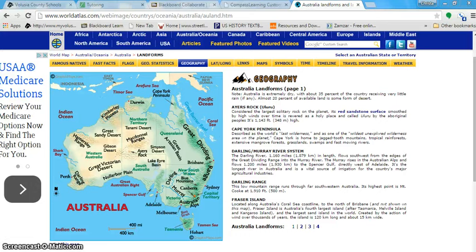You need to know that Australia consists of 6 states and 2 federal territories. So I'm guessing this is a state, this is a state, this is a state, this is a state, this is a state, this is a state. That's 1, 2, 3, 4, 5, 6. And here's a territory, and here's a territory.